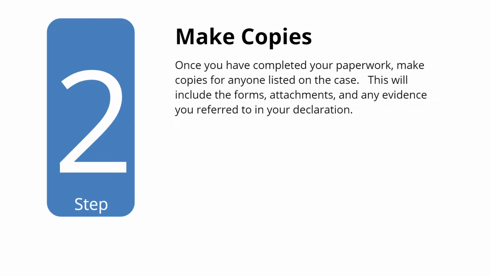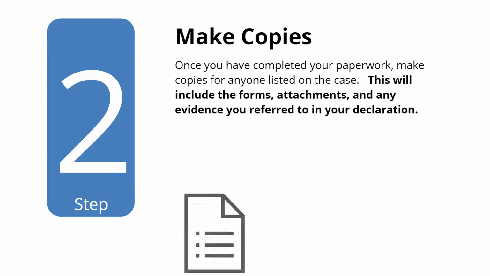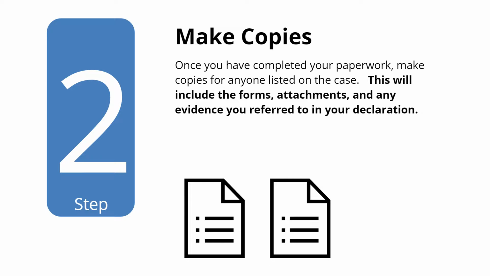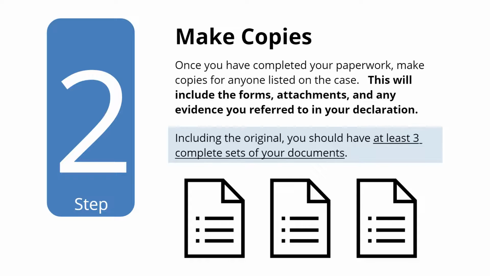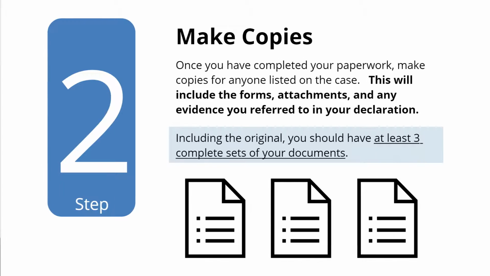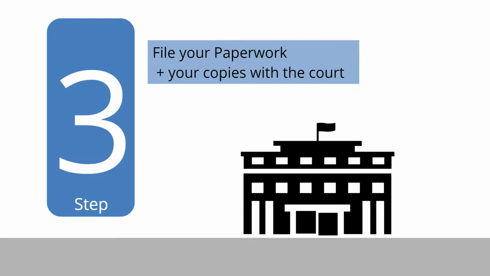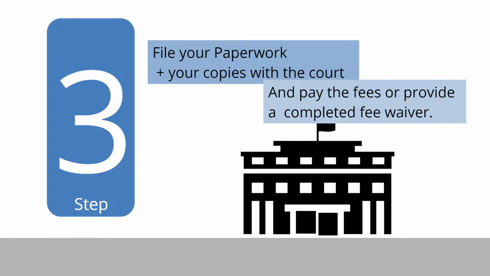Step 2. Once you have completed your paperwork, make copies for anyone listed on the case. This will include the forms, attachments, and any evidence you referred to in your declaration. Including the original, you should have at least 3 complete sets of your documents. Step 3. File all your paperwork plus your copies with the court. Be prepared to pay the court costs or provide a completed fee waiver packet.